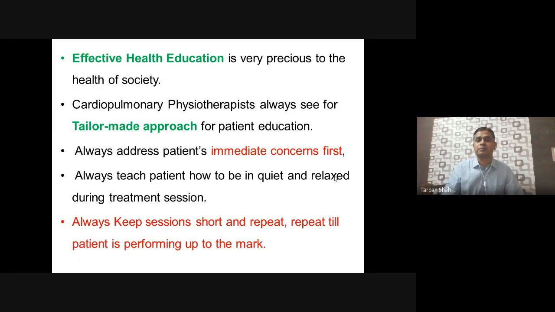Another thing is that the physiotherapy treatment session should be as short as possible. Don't stretch your physiotherapy session over a very long period of time. It should be neither too short nor too long, but adequate and effective. That is our prime goal.